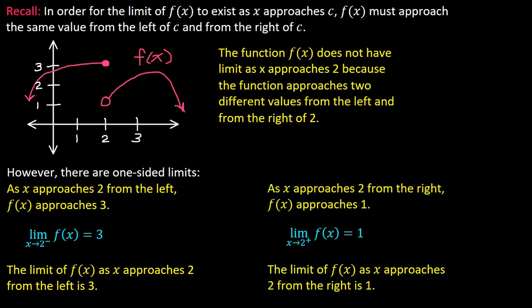There's also a one-sided limit as we approach 2 from the right. Notice, as the x values approach 2 from the right, the value of the function approaches 1. That is a one-sided limit. We use this notation right here. Once again, because the value of the function is approaching 1 from the right, we write this. And again, the plus sign right here means from the right. So we say that the limit of f of x as x approaches 2 from the right is equal to 1. That is another one-sided limit.